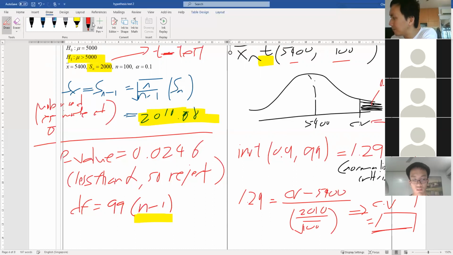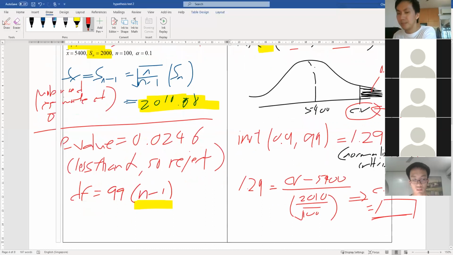Sir, you're saying that for the T curve, you cannot calculate the critical value via GC? Yeah, you need to go through the normalization process by yourself, by hand. So only the Z curve can be done by GC? Yes. You can see that when you do the inverse norm, the GC actually gives you the flexibility of entering your mu and sigma, right? But the inverse T doesn't give you this function at all.